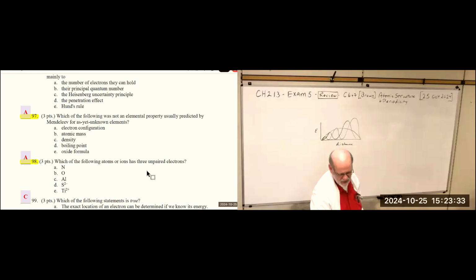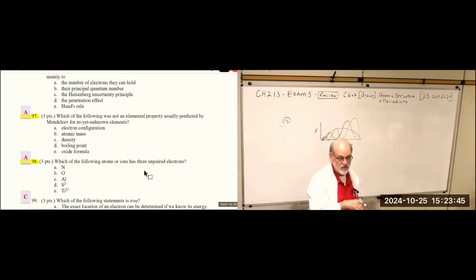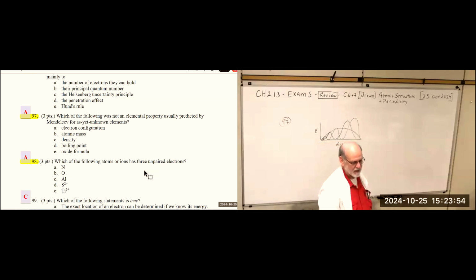97, which of the following was not an elemental property usually predicted by Mendeleev for unknown elements? Well, the one that he knew nothing about, electron configuration. He had no clue about electron configurations at that time. He was trying everything else. Yeah, he was using masses, chemical behavior, physical properties. He put the whole thing together with that information. So A would be the answer.